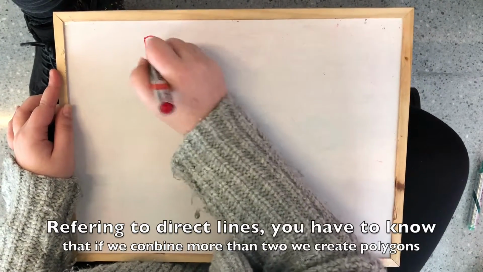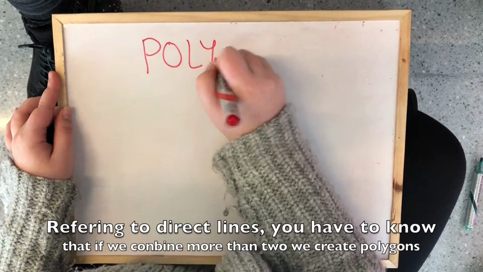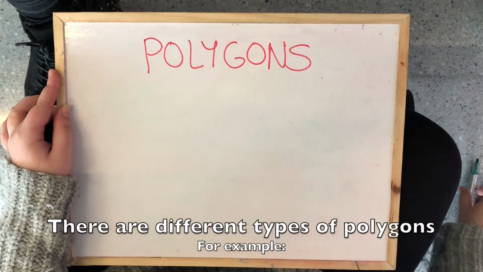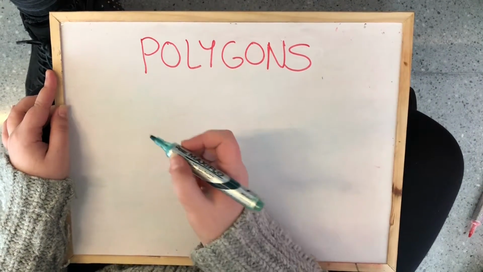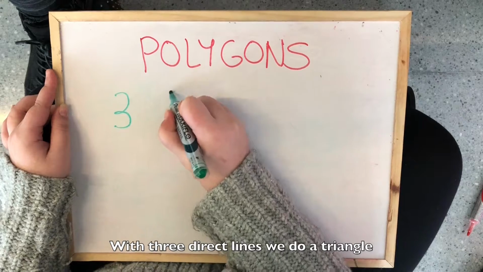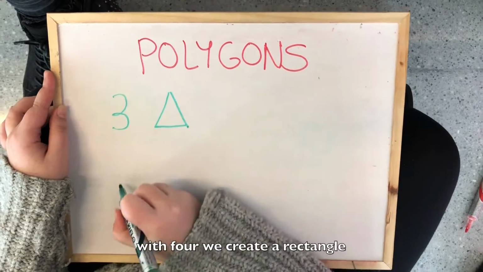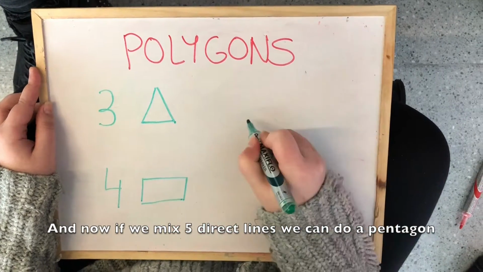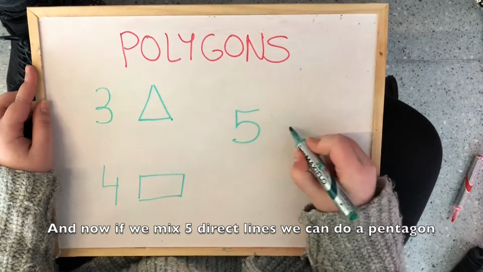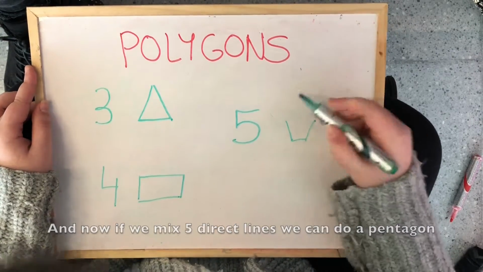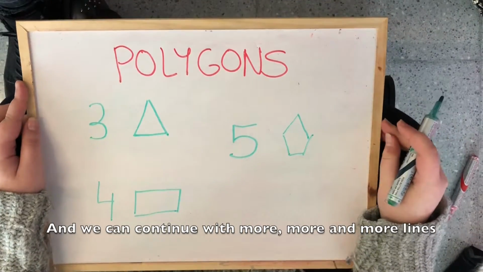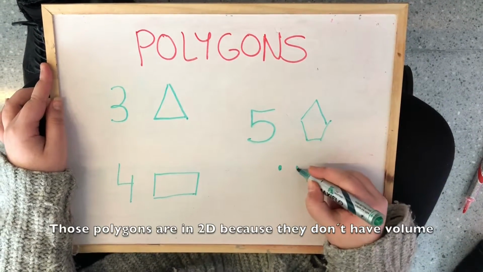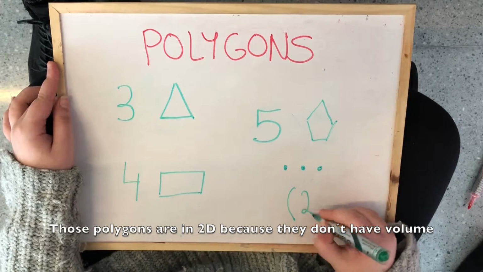Referring to the direct lines, you have to know that if we combine more than two, we create polygons. There are different types of polygons. For example, with 3 direct lines, we do a triangle. With 4, we create a rectangle. And now, if we mix 5 direct lines, we can do a pentagon. And we can continue with more and more lines. Those polygons are in 2D because they don't have volume.